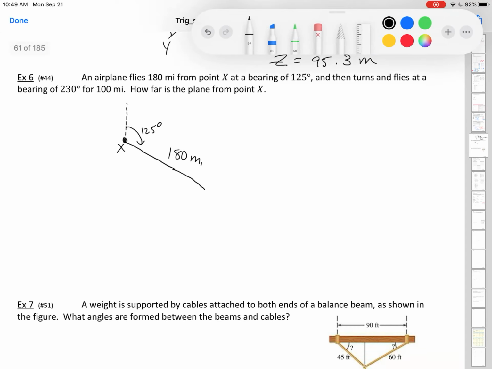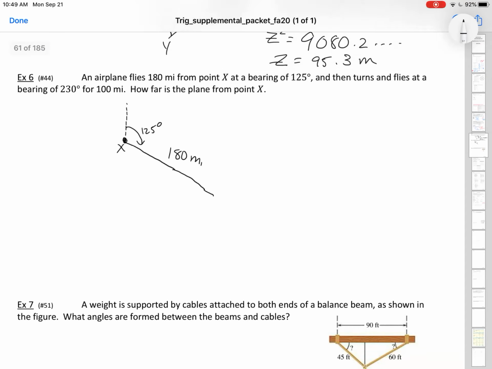Okay, so let me come back here, grab the pen, make this a little bit longer, and we're going to try to do a straight up down line. And now we got 230 degrees, so that's more than 180. Let's make it right there. We'll call that 230 degrees. And we're going to fly along that one for 100 miles. And the question is, how far are we away?